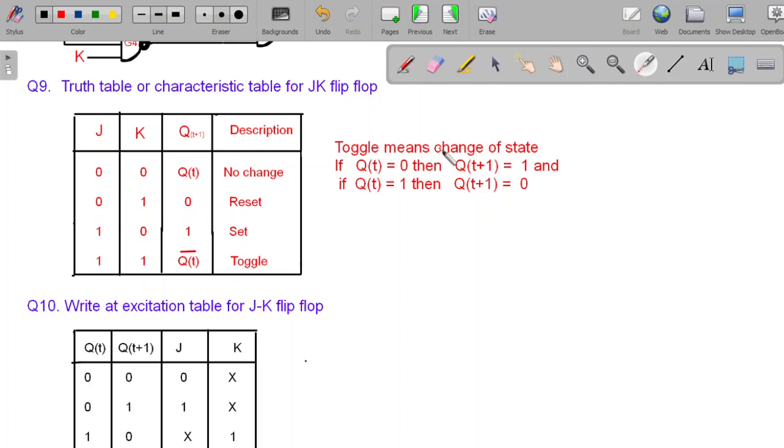What is meant by toggle condition? Toggle means change of state. So if Q of t equal to 0, that means the present state is 0, then the next state Q of t plus 1 is equal to 1, and if the present state is 1, then the next state is 0.